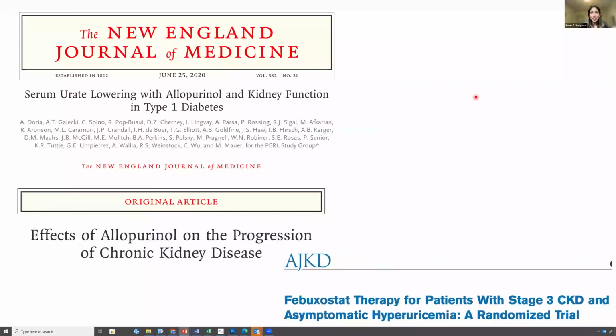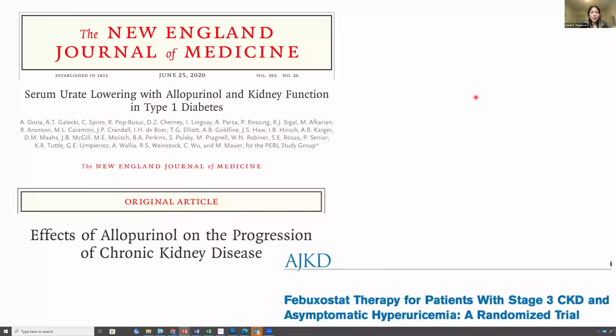And so I say this not to advocate for universal uric acid lowering therapy for all patients with chronic kidney disease, because we know that doesn't work. In fact, there are 3 RCTs to show that it doesn't decrease progression of chronic kidney disease. One in type 1 diabetes, in which Ian was involved, another in patients with stage 3 and stage 4 chronic kidney disease, and another specifically looking at febuxostat in place of allopurinol.